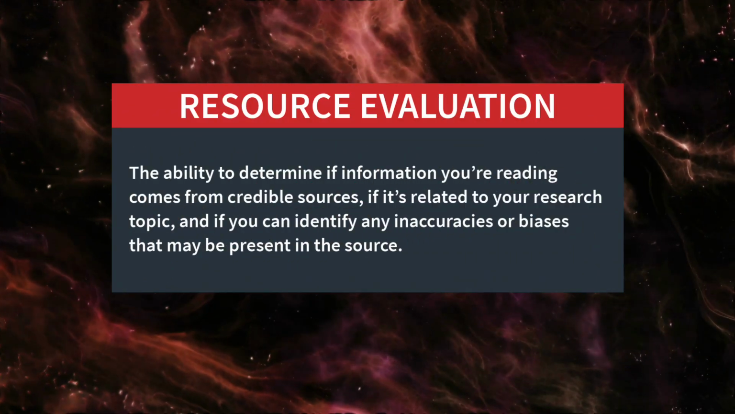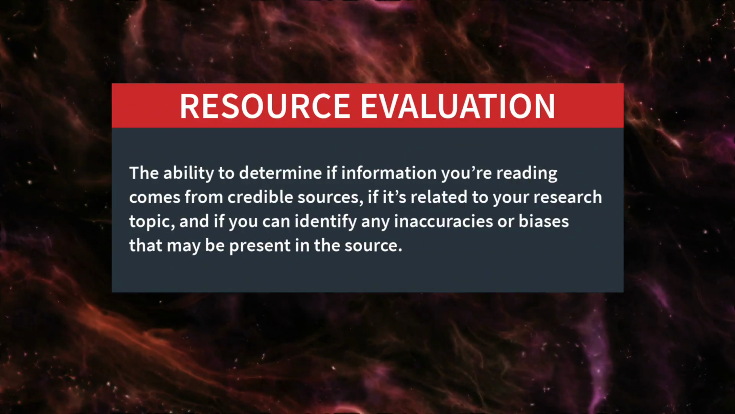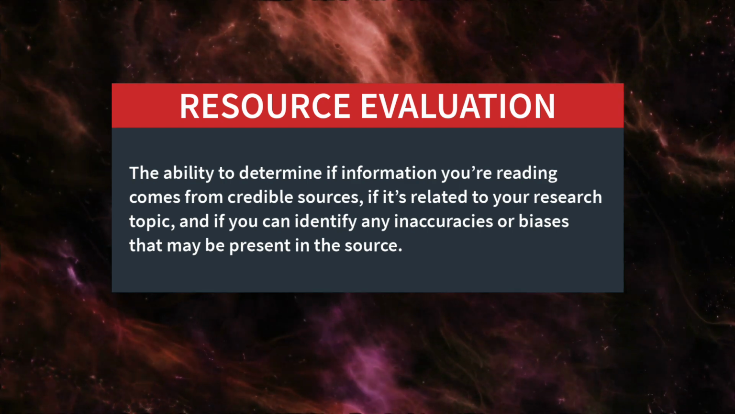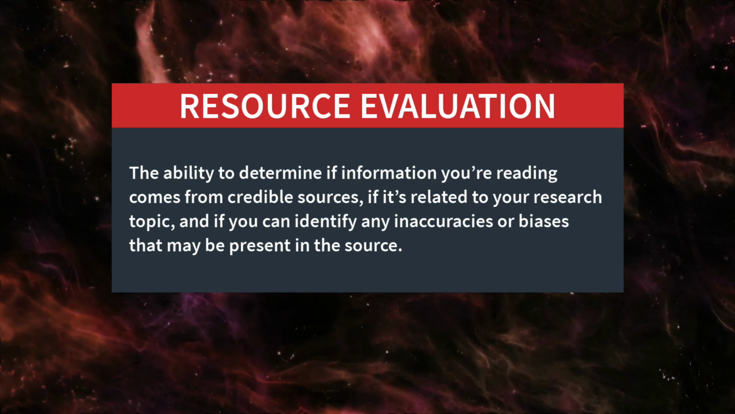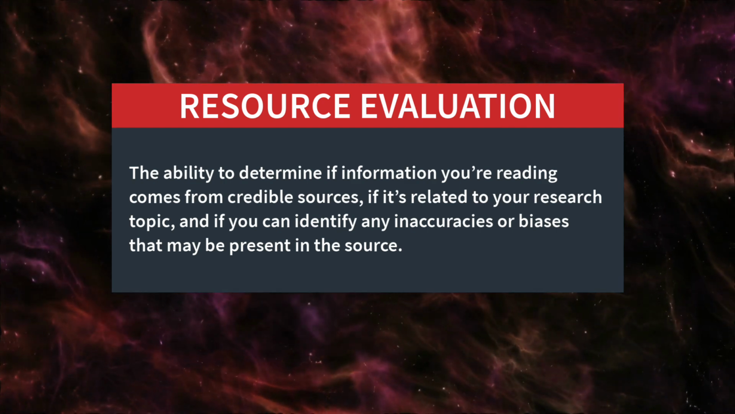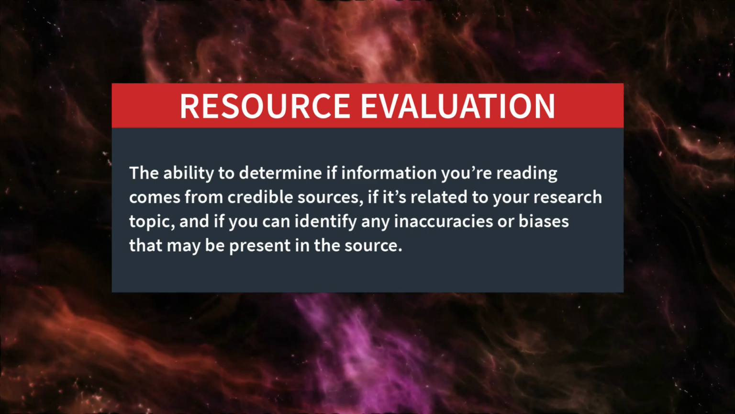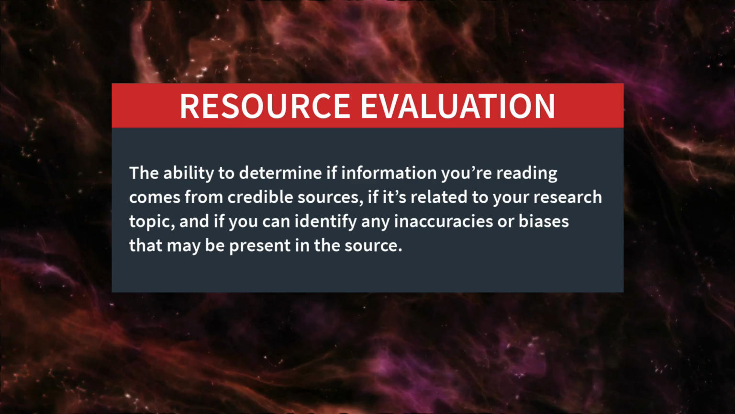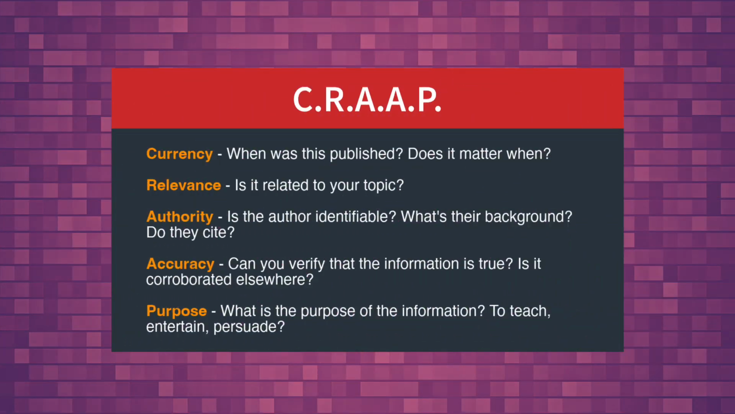It's your ability to determine if the information you're reading comes from credible sources, if it's related to your research topic, and if you can identify any inaccuracies or biases that may be present in the source. While there are a number of methods that you can use to help evaluate resources, I want to mention two here today. The first is the CRAP method, developed by a librarian at Cal State University.